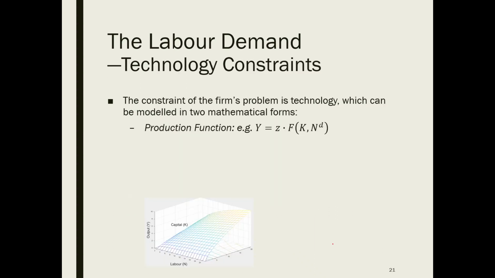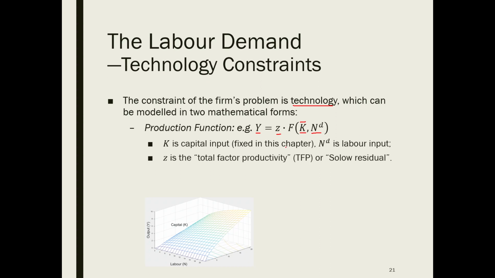The constraint of the firm is the technology, which can be mathematically modeled in two forms, just like preferences. The 3D graph is the production function, which is the counterpart of the utility function in the consumer's problem. Y is output, which is a function of two inputs, capital K and labor N. In our model, capital is fixed because we only focus on the labor market. Z here is the total factor productivity, or TFP, or the Solow residual. If Z rises, the production function will shift up.